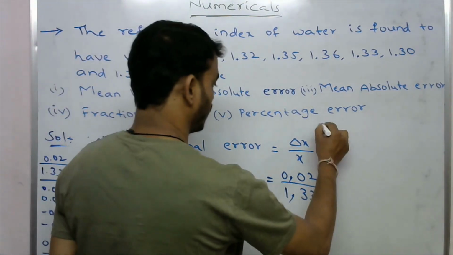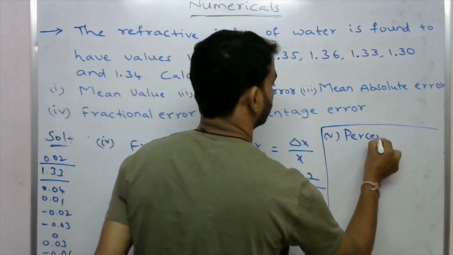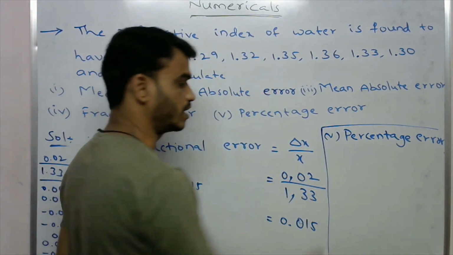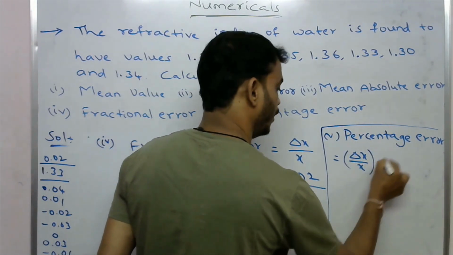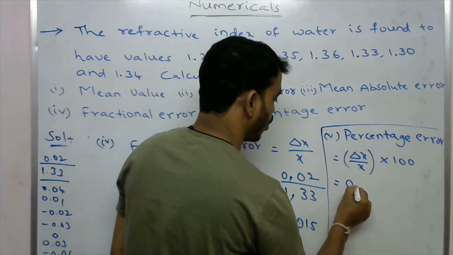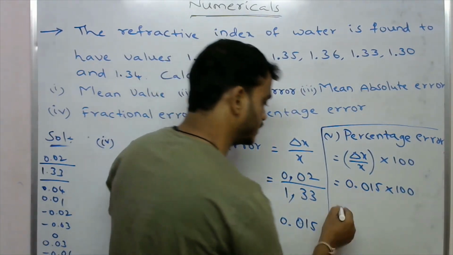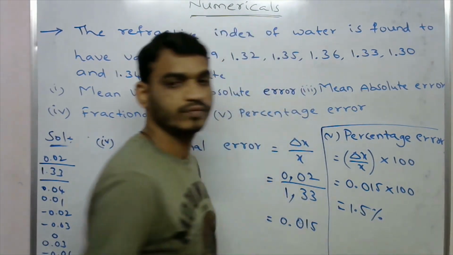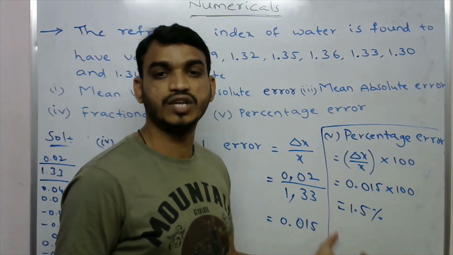Okay, so the next one is, what is the percentage error? This percentage error is equal to this fractional error into 100. So this fractional error is 0.015 into 100. So this value becomes 1.5 percent. Okay, so this is the 1.5 percent error.